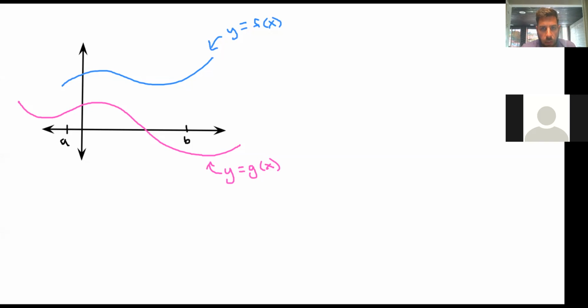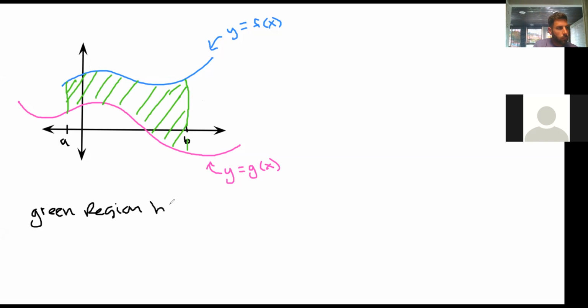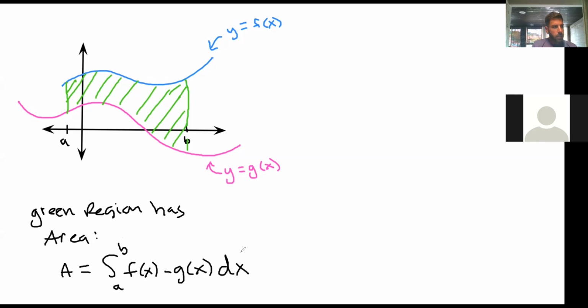Then what we can do is we can look at this region as well. I'll call it green. So if I shade the region between the curves, a la area between the curves, it turns out that the green region has area: you take the top boundary, which is f of x, and then you subtract the bottom boundary, and you just integrate what remains. It turns out that if we did some Riemann sums and we chop this region up into rectangles, that's what we get.